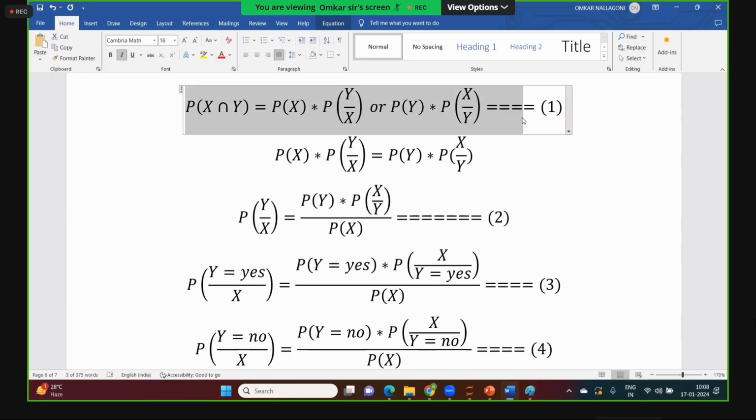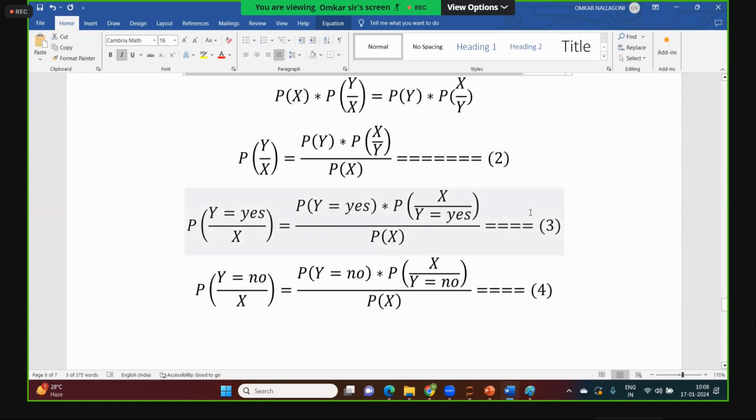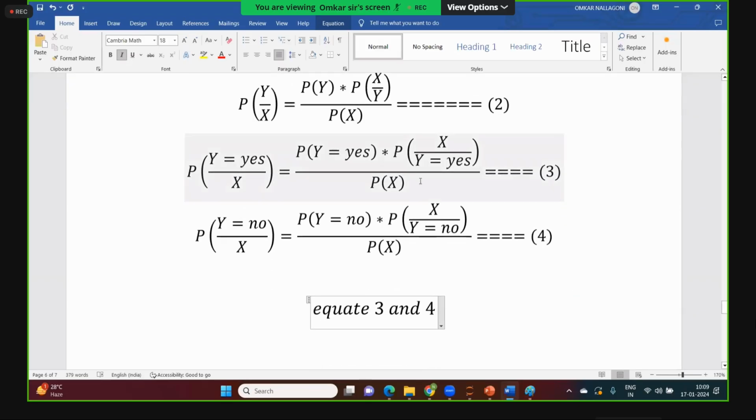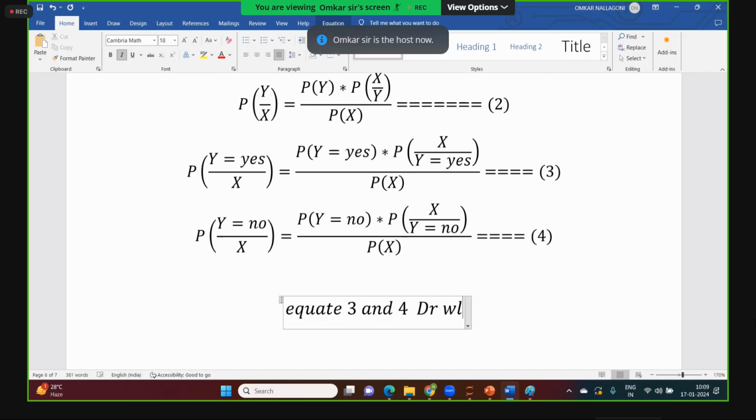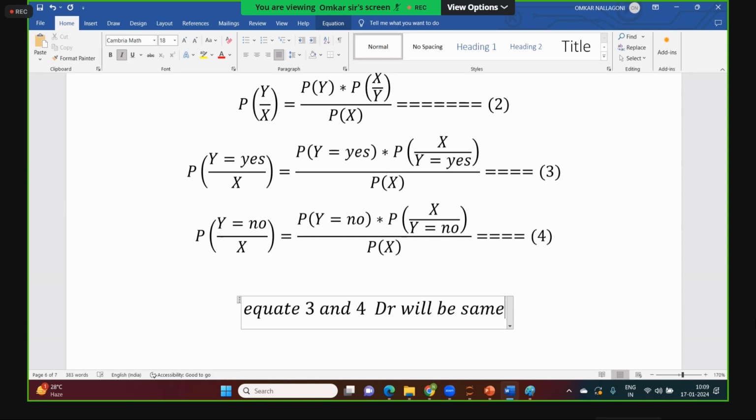Now equate 3 and 4. I'm not equating yet, but my common sense says the numerator value will be different in both equations, and the denominator value will be the same. Agree with me? In equations 3 and 4, the denominator value is the same in both cases.